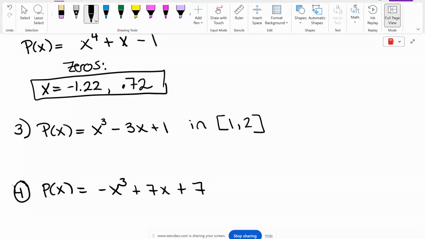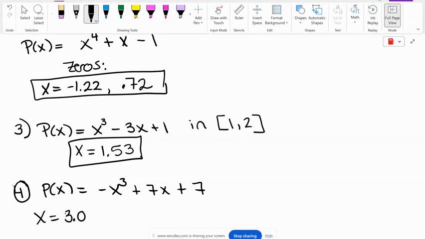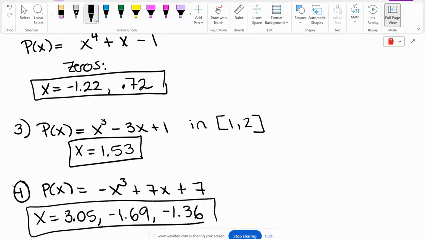Somebody tell me, what did you get for the first one rounded to the nearest hundredth? Philip: 1.53. Perfect. Does anybody need to see me do this one? All right, what about the second one rounded to the nearest hundredth? There were three of them. All right: 3.05, negative 1.69, and negative 1.36. You got it. Anybody need to see me do that one?